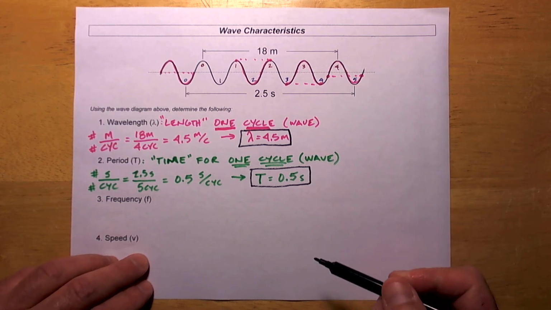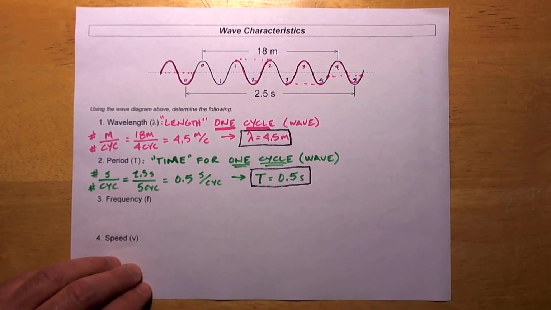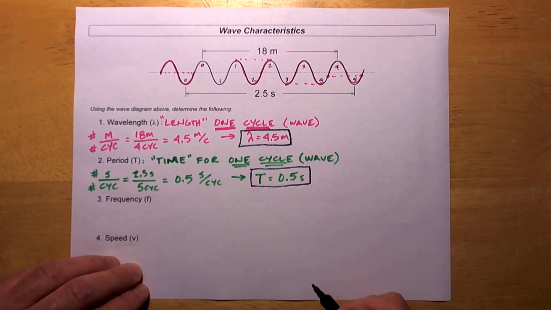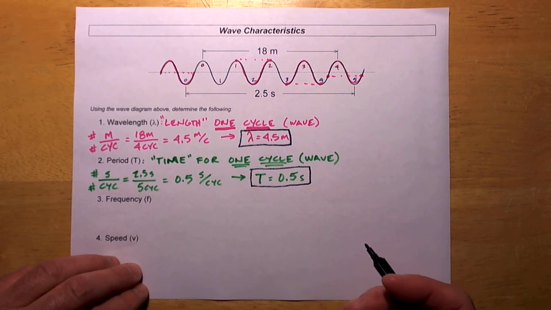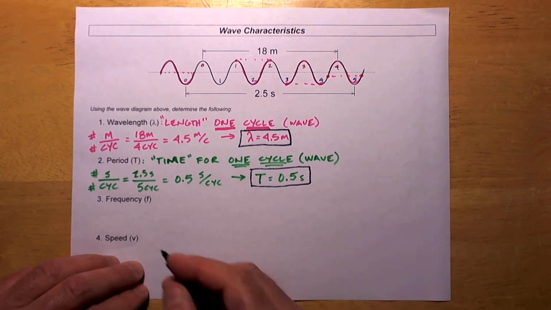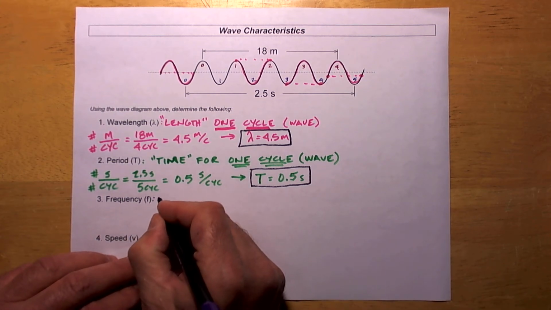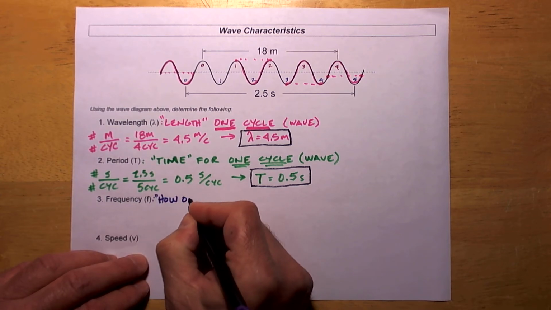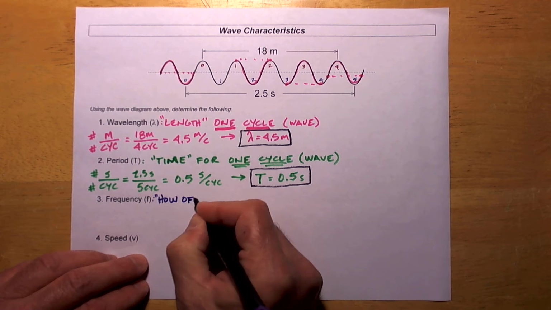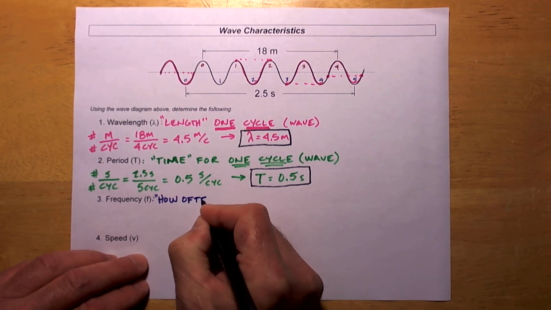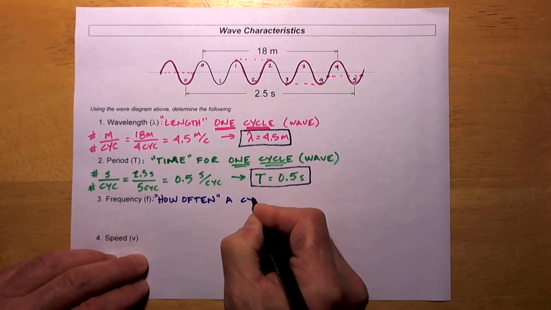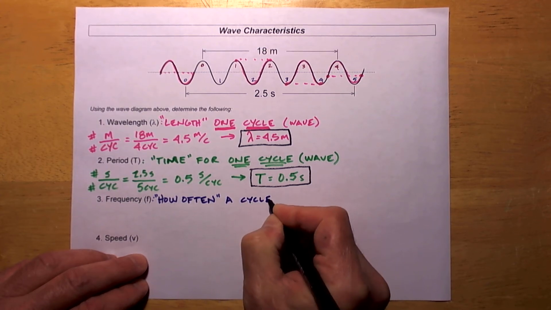Now let's talk about frequency. What does frequency mean? If something is frequently happening, that means it happens often. If something is not frequent, it happens less often. So the frequency is really how, and I'm going to put that in parentheses too, because we can define it in different ways, but this is the easiest way, I think, how often a cycle repeats.